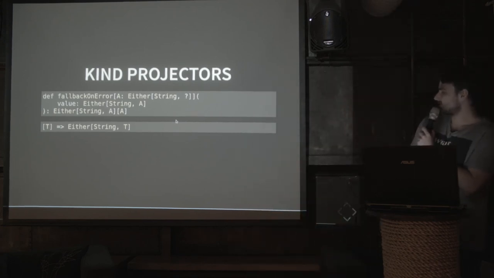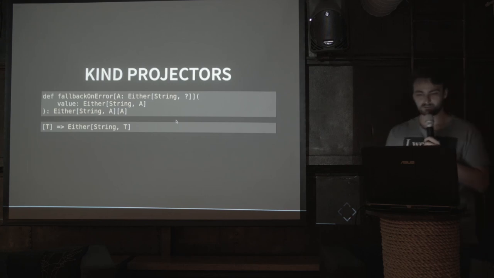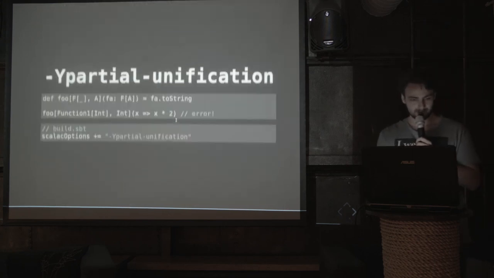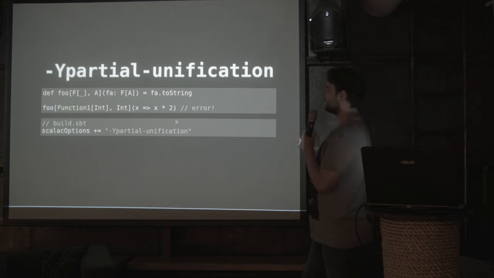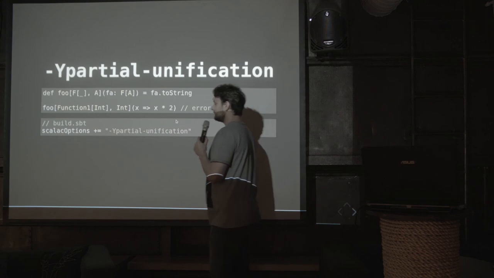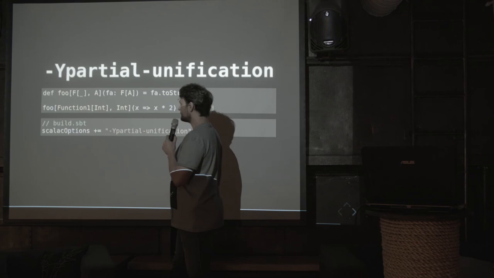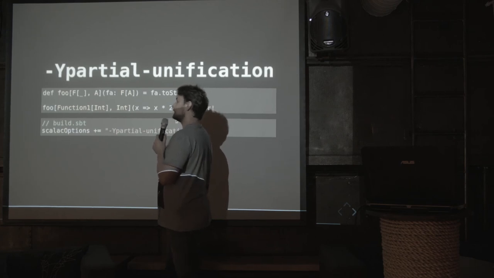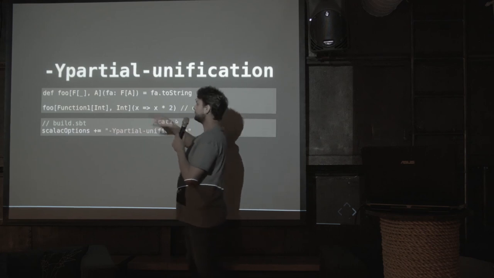Oh, and the other thing about kind projectors, the only thing I need to mention is they have to be applied explicitly, and that is one issue if we wanted to have something like type inference. Because let's say we have a function that takes one argument, we have functions that have two parameters, one of them we expect to be a type constructor, the other would be a concrete type, so we could build this F of A.